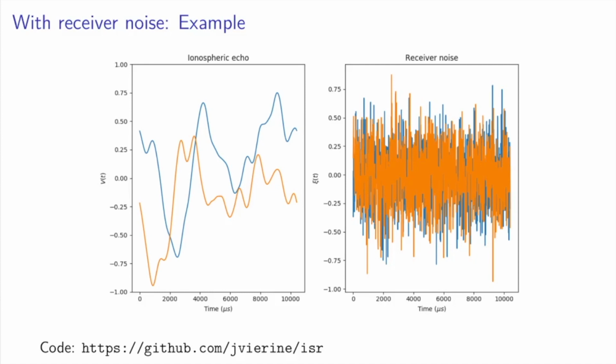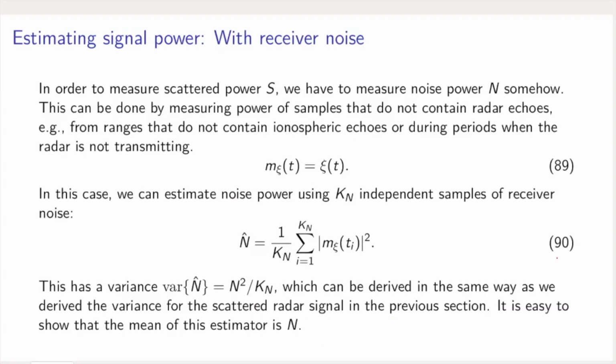Here is an example of what the two random processes look like. On the left, you can see a plot of V of t, the ionospheric echo, which has temporal correlations. On the right-hand side, you can see a plot of the receiver noise process, psi, which has very little temporal correlations and looks like white noise. In order for us to estimate the ionospheric echo signal power from this type of measurement, we actually need to make two different measurements. One of the receiver noise power, which can be obtained when there are no ionospheric echoes present, and another measurement when we have receiver noise and ionospheric echoes.